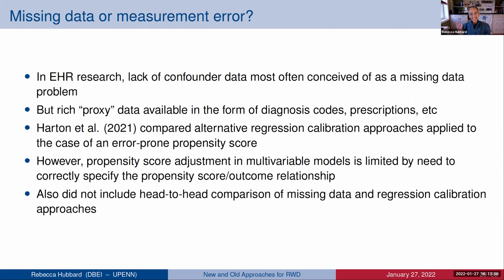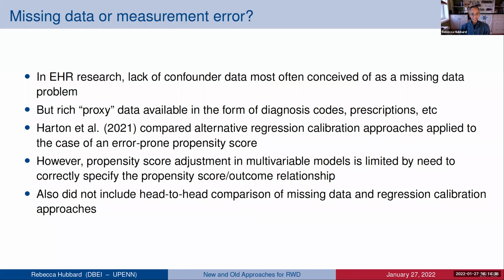So one of the things that I think is really important to reflect on as you're choosing a strategy for dealing with missing data is whether it makes more sense to conceive of the problem at hand as a missing data problem or a measurement error problem. So in EHR-based research, the fact that confounder data are sporadically available, there's a lot of missingness, as I mentioned earlier, in things like family history and symptom severity. Typically, people think of that as a missing data problem, but we could alternatively conceive of it as a measurement error problem.